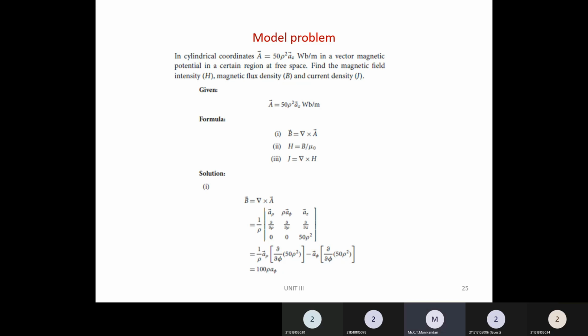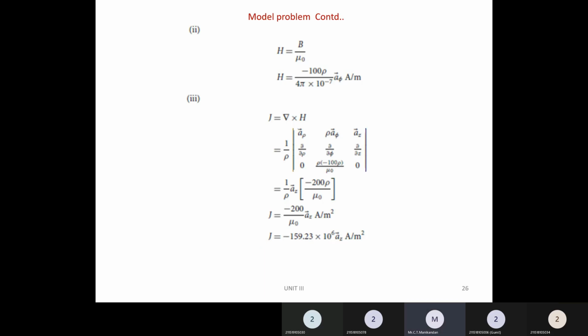Then we already know about the H value, standard formula. H is equal to B by mu. So in free space, straight away you can write mu naught because mu r will be 1. So we have represented here H is equal to B by mu naught. Then current density J equal to del cross H. Once you know about the H value, we have to take the curl of the H value to get J value. So J equal to del cross H, substitute the thing, you will be getting J value here.